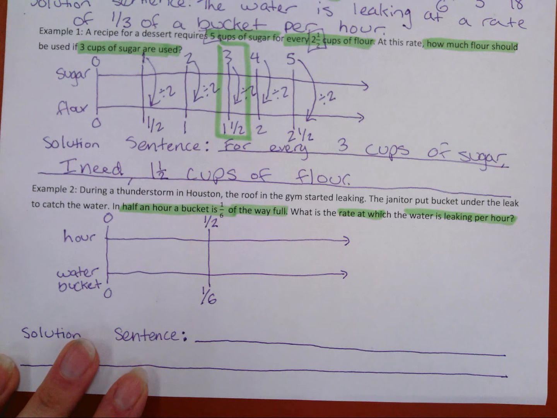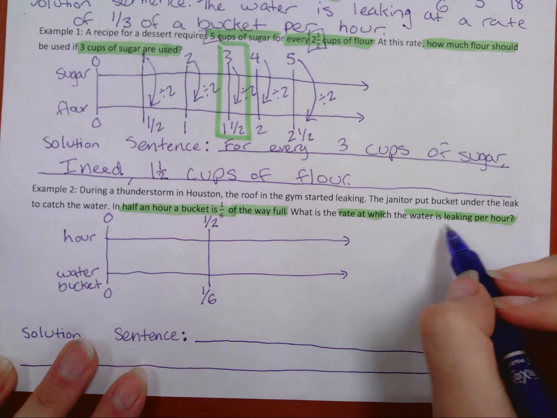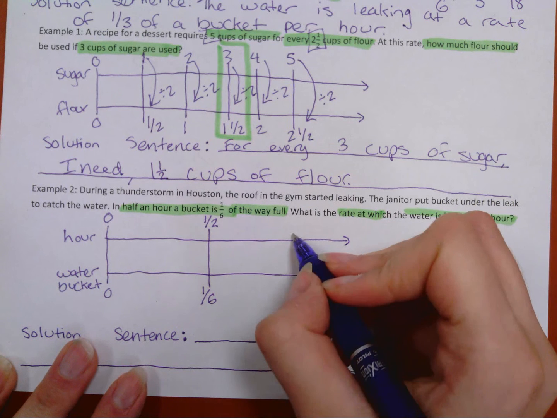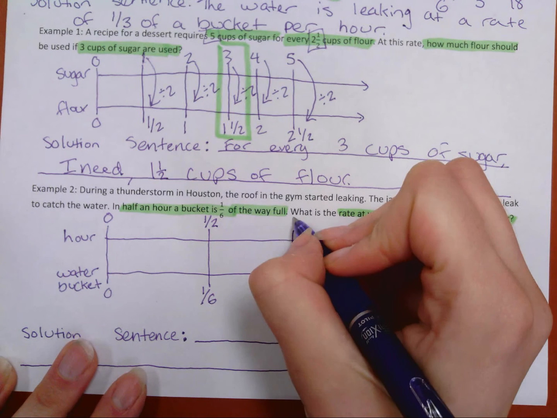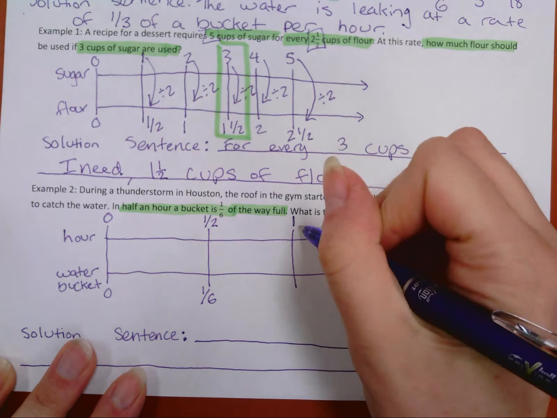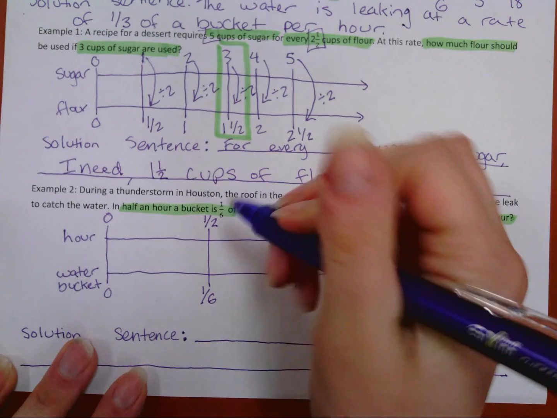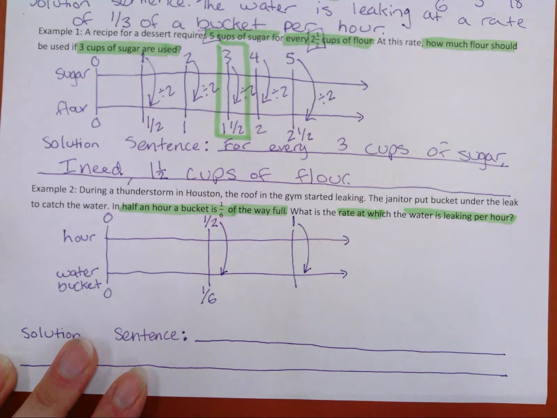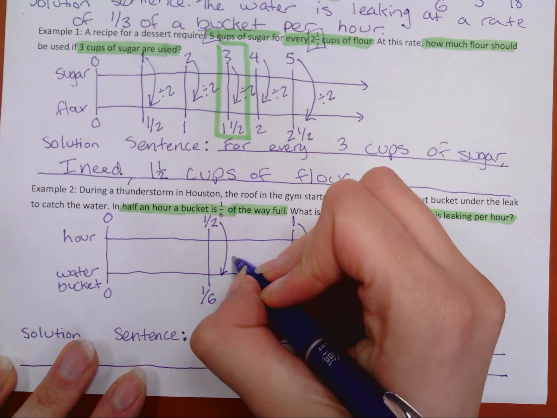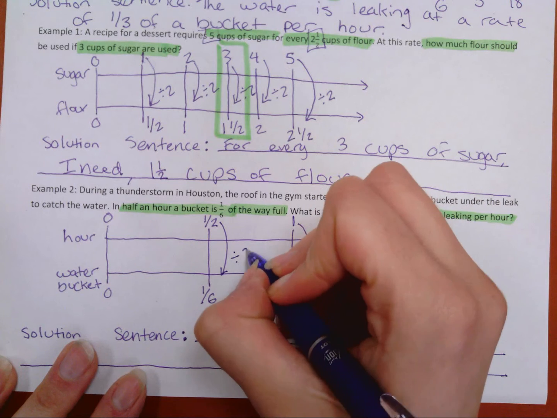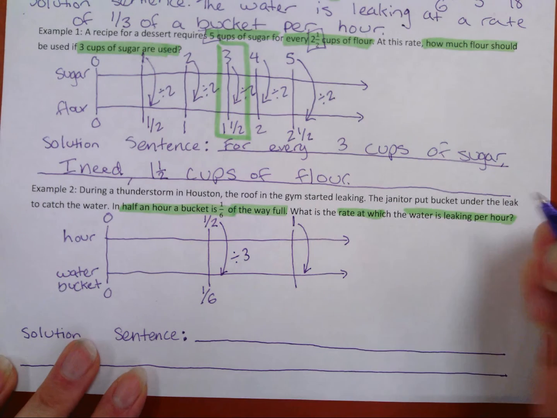Okay, so now I need to figure out what is my pattern. Well, let's see. They're asking what is the rate at which the water is leaking per hour. So I need to figure out if this is 1 hour, what is the pattern from here to here? So using this original information, what is the pattern from a half hour to 1/6? So it looks like we're dividing by 3.